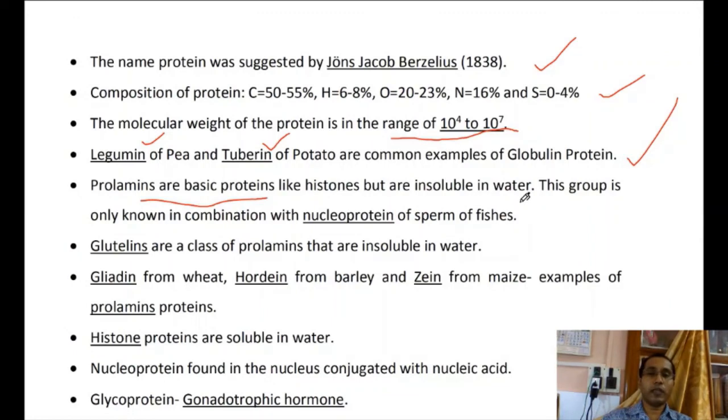Prolamins are all insoluble because they do not have hydroxyl groups. No hydrolysis is possible because hydrophobic attachments are there. Only known in the combination of nucleoprotein of sperm of fishes. Glutenin is also another type of insoluble globular protein, a conjugated protein. Gliadin in wheat, hordein in barley and zein in maize. These are very good examples of plant proteins, and so many questions are coming.